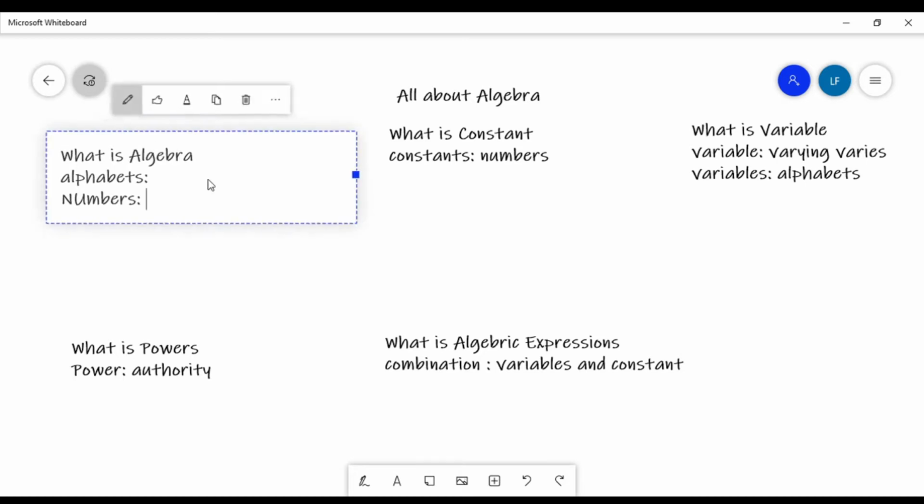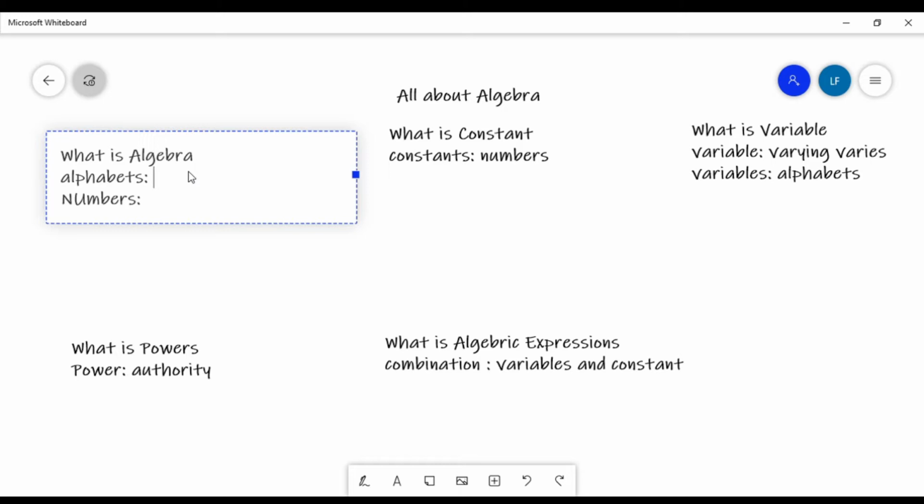So what is algebra? Well, algebra is another type of maths. Like we have fractions, we have rational numbers, etc. Algebra is another type of maths which is used in daily life. We use that like it's our bread and butter. What does algebra consist of?